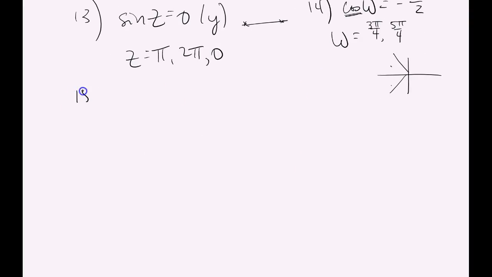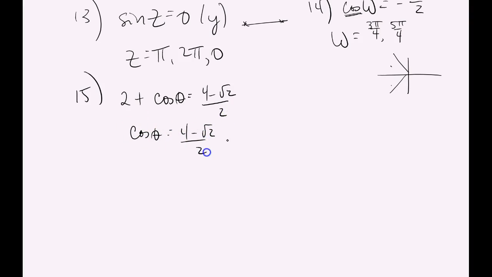Alright, number 15. Solve the equation. So you've got a little step to do. I'm going to subtract 2 on both sides. And in order to subtract 2, this is like 2 over 1, so if I get a common denominator, it's like 4 over 2. And then what happens is I'm doing 4 minus root 2 minus 4.